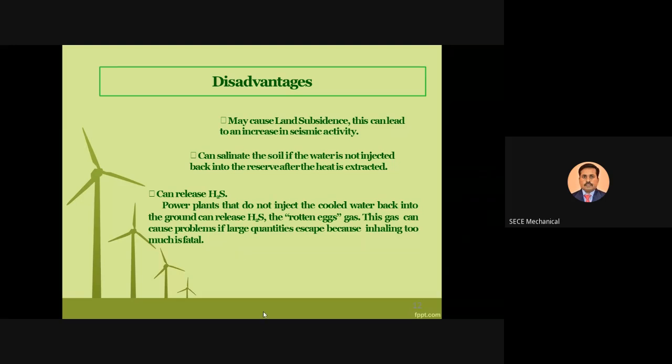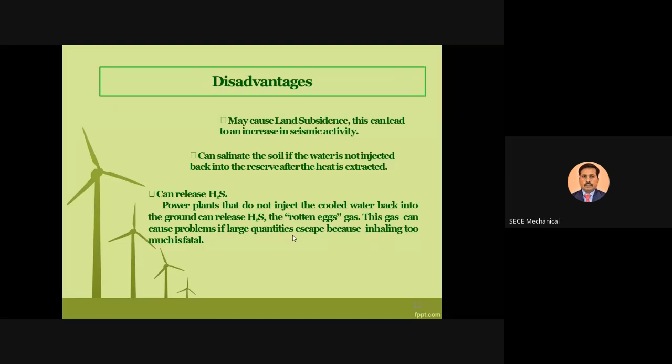It can also salinate the soil if water is not injected back into the reservoir after the heat is extracted. If the water is not injected back into the reservoir, it goes into the soil, and the soil may be affected. Some harmful gases, like H2S gas, also come out sometimes from the rock area.